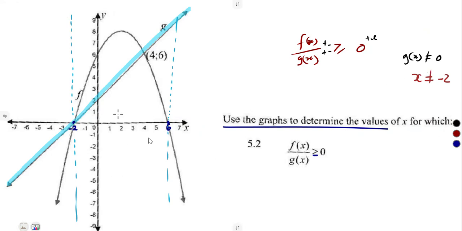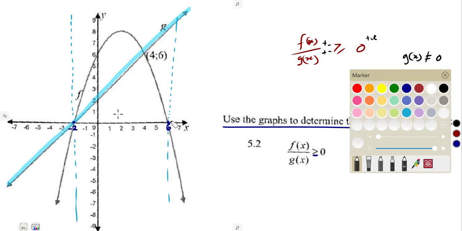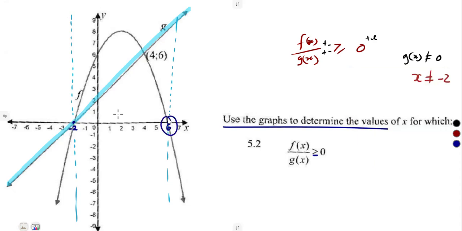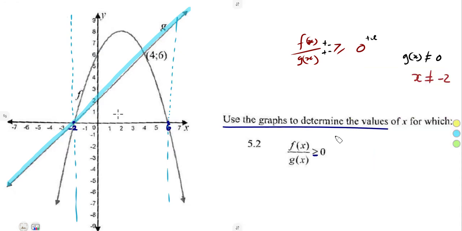Let's compare the two graphs at positive 6. Here, g is not affected. At positive 6, it is f which is at 0. f can be 0, not a problem, because it's in the numerator. We are focused on g. g at that moment at 6 is giving us a certain value, which is not 0. So guys, we can answer our question.